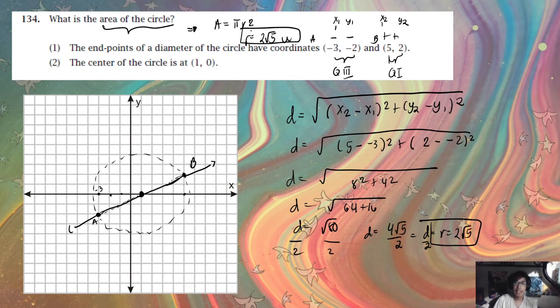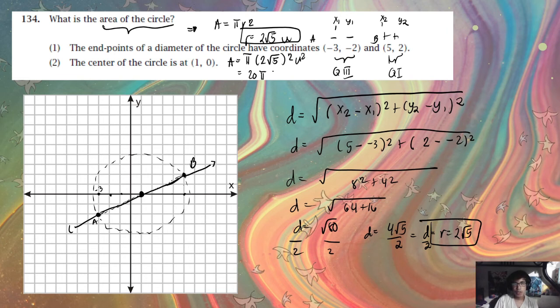Now, how do you solve for the area of the circle? That's just A is equal to pi times 2 square root of 5, squared. So that should give us 20, and 20 times pi is just 20 pi.